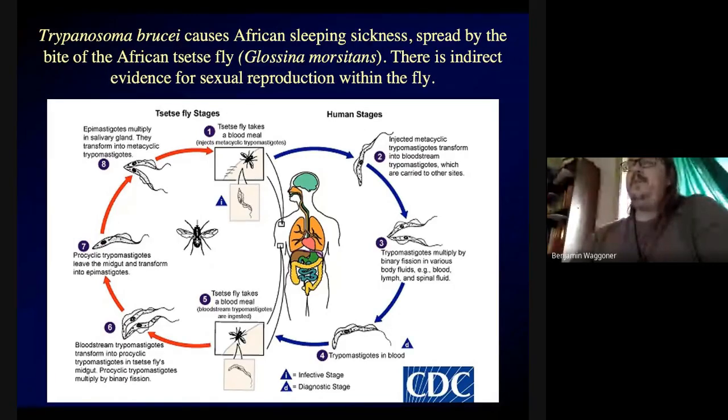So there are some superficial similarities with malaria. It's spread by blood-sucking flies, and it undergoes sexual reproduction within the fly, and it's strictly asexual, as far as we know, within humans.